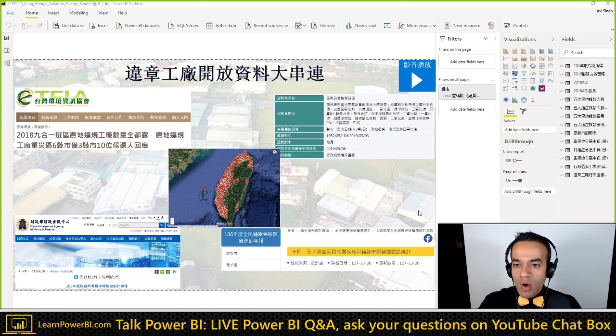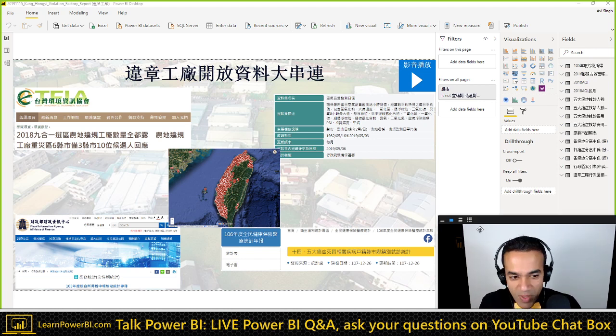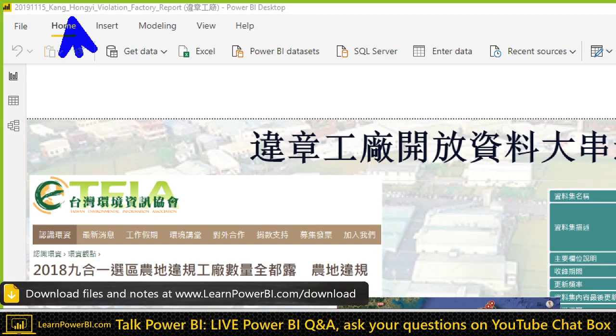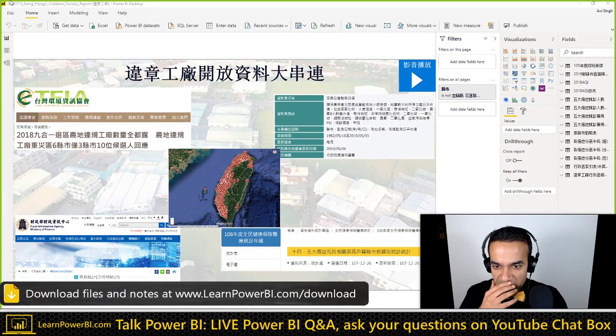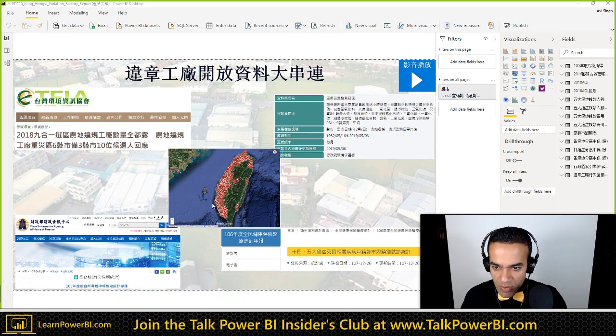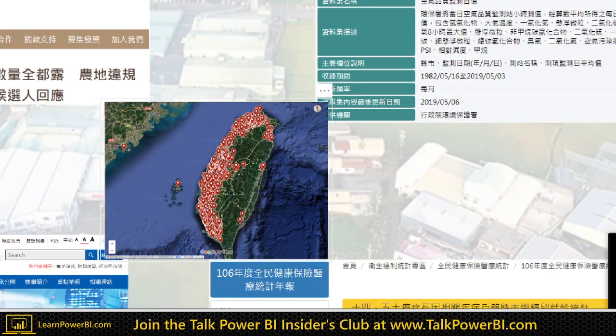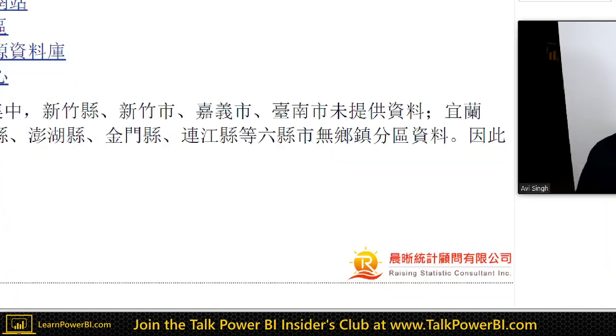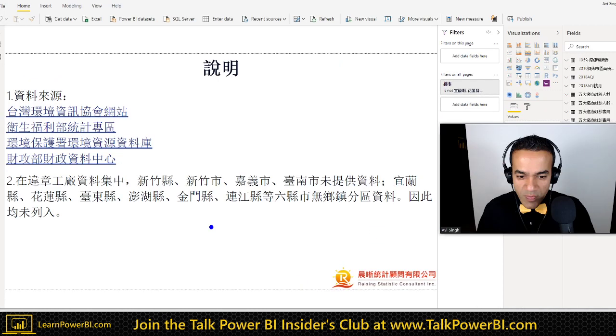Okay, let's continue on with the dashboard makeover. So here we have factory violations. What Kang Hongyi is doing is, it's in Taiwan, if you didn't guess from the map. Somewhere he had a signature as well, which was in English, so I could read it: raising statistics consultant.